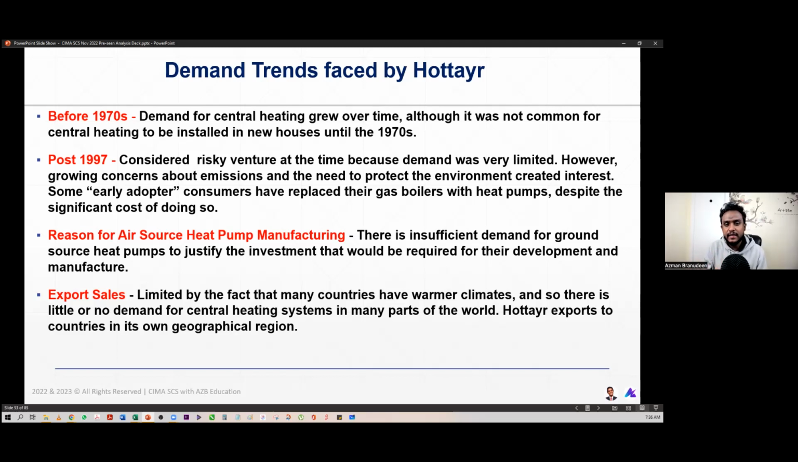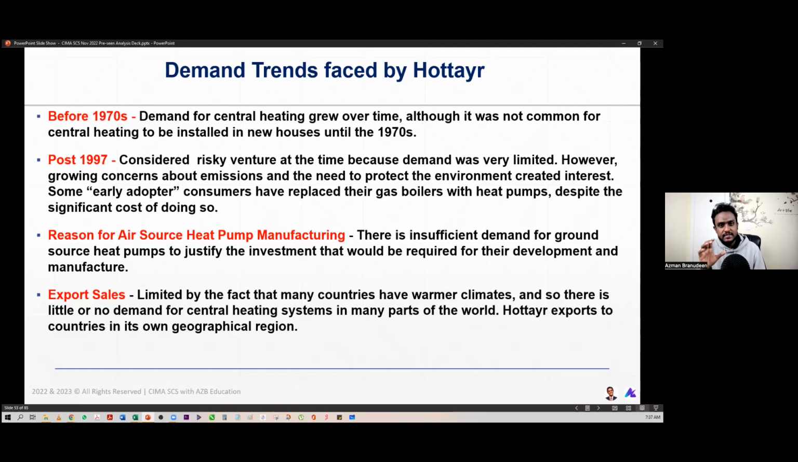And also there's a practical issue because not every person has a large enough backyard or yard to place a well spread and high space enabled ground source heat pump, right? So because of these two factors, we are manufacturing only air source heat pumps at the moment. The final one is export sales.